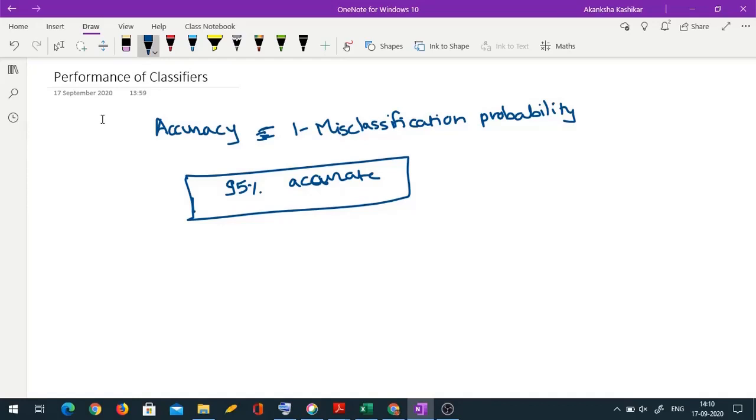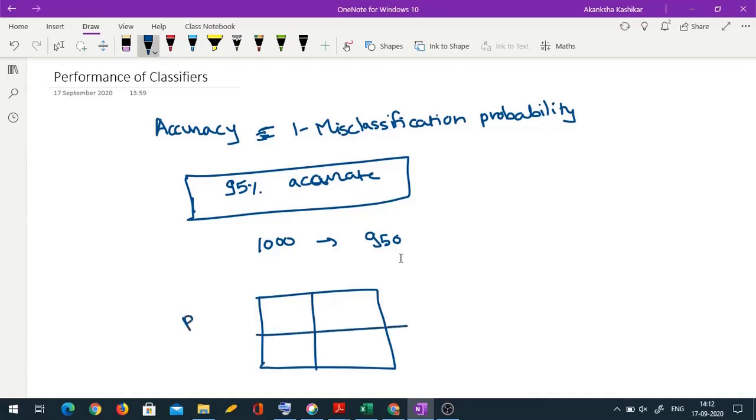So what can be done? The classifier is 95% accurate. What does it mean? That if I have say 1000 observations, out of these 1000, for 950 the class has been predicted correctly. Now let me go deeper and see the division. So this is predicted class 1, predicted class 2, actual class 1, actual class 2. Suppose I have 950 observations here, 50 observations here, 0 here and 0 here.